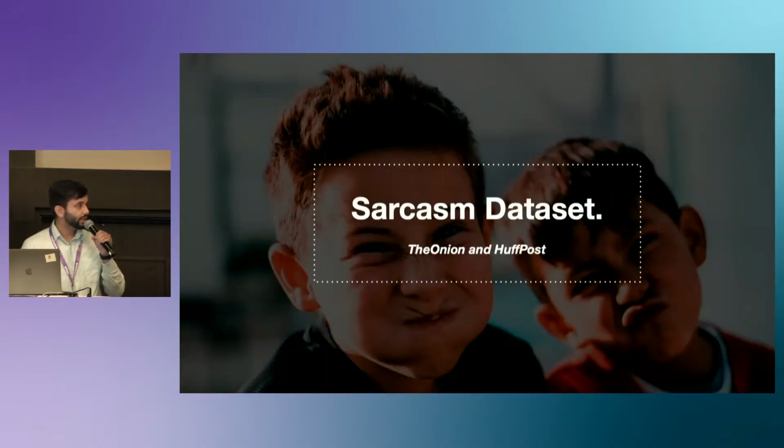So the next one is the Sarcasm Dataset. Most of the previous studies in this domain used Twitter-based datasets. There the problem was they were very noisy in terms of labels and language. So we identified these two sources, the Onion and HuffPost. The Onion publishes sarcastic news, whereas the HuffPost contains real authentic news, to build up this high quality data set for this problem.